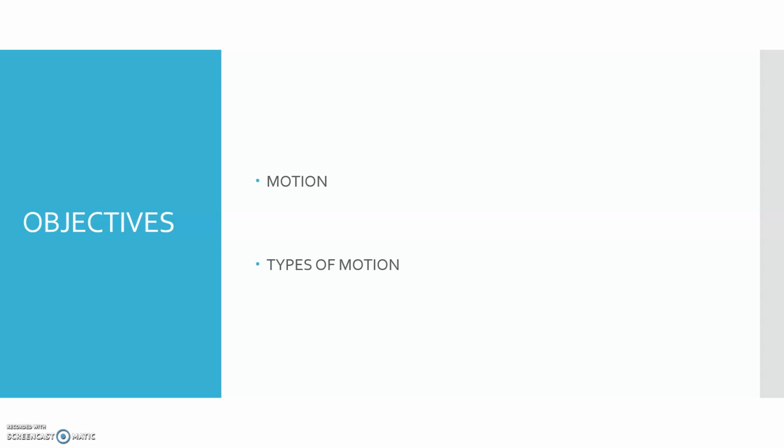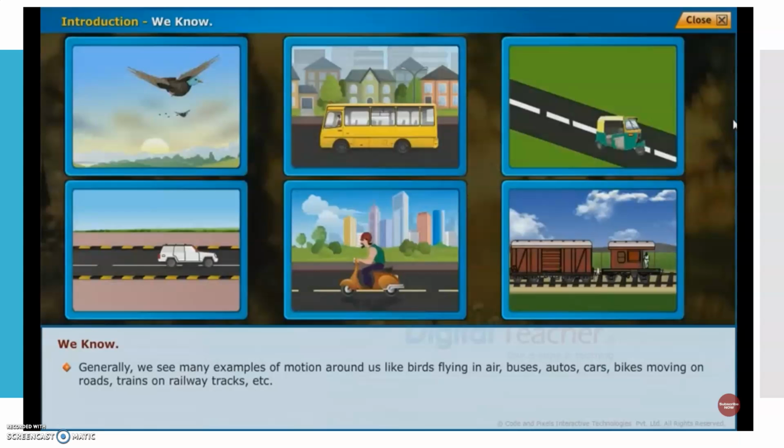At the end of this video lesson, you will be able to understand what is motion and what are the different types of motion. Generally, we see many examples of motion around us, like birds flying in the air, and buses, autos, cars, bikes moving on roads, trains on railway tracks, etc.